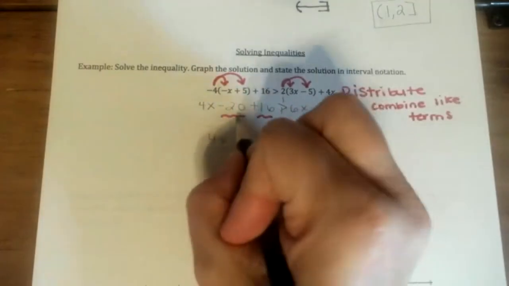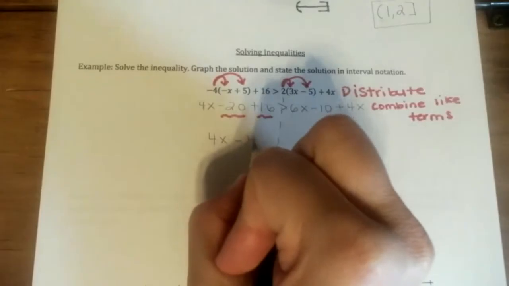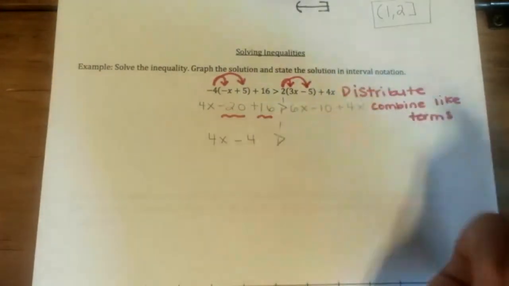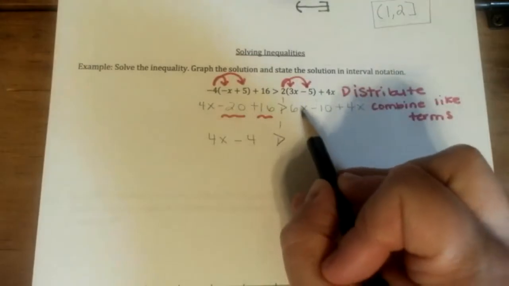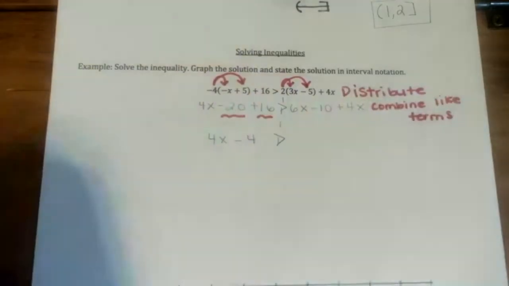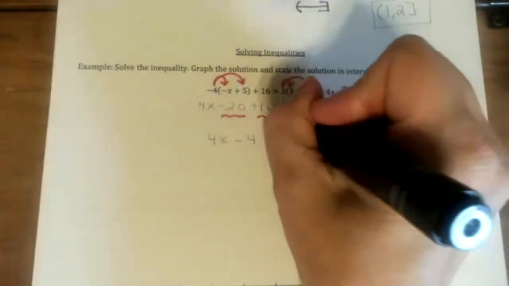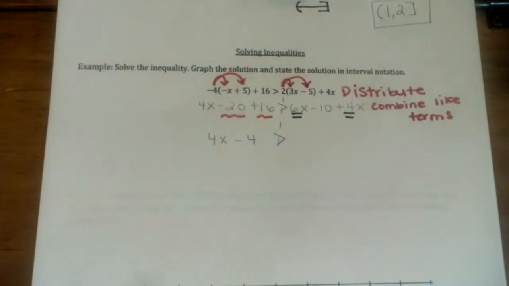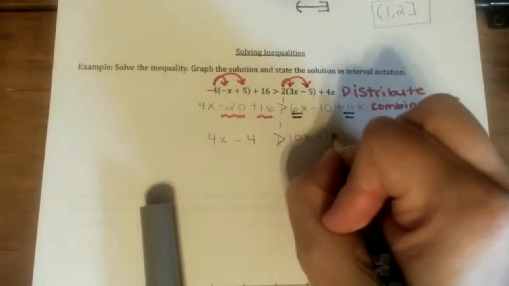So 4x, -20 plus 16 will give us -4. So 4x minus 4 is on the left-hand side, keeping our same greater than symbol. On the right-hand side of the inequality, we have 6x minus 10 plus 4. Combining those like terms, 6x minus 10 plus 4 will leave us with 6x minus 6. So we have 10x minus 10.